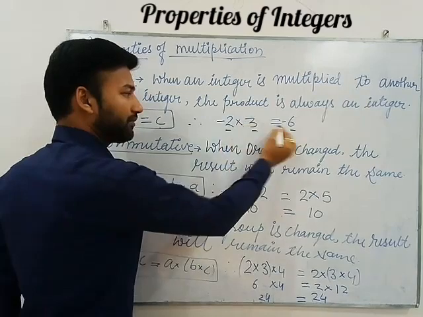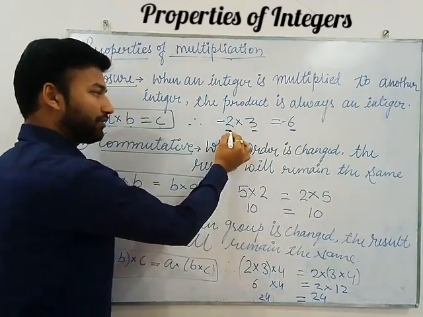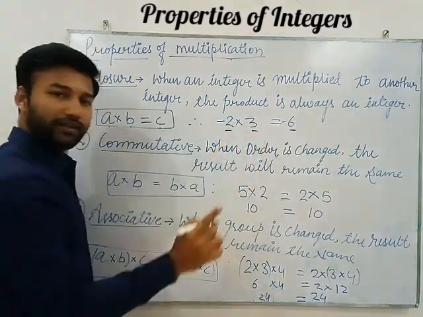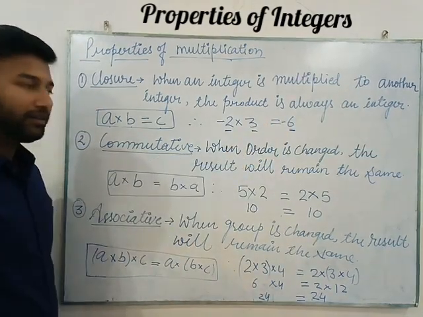Minus sign one time, that's why minus 6. Here minus 2 is an integer, 3 is also an integer, and minus 6 is also an integer.